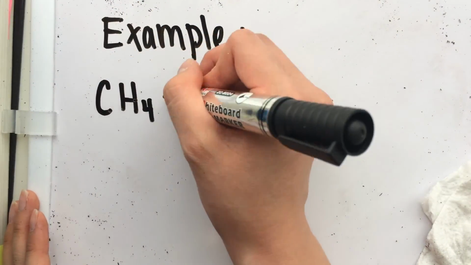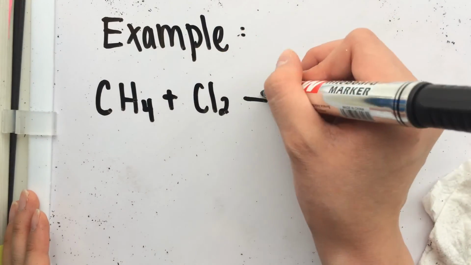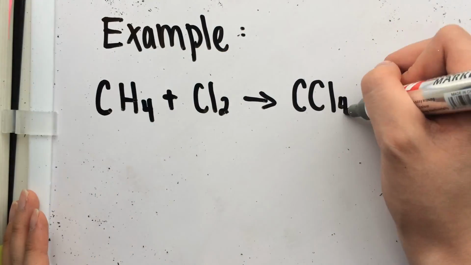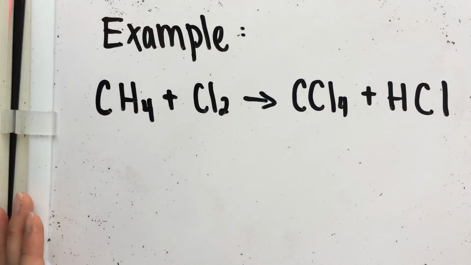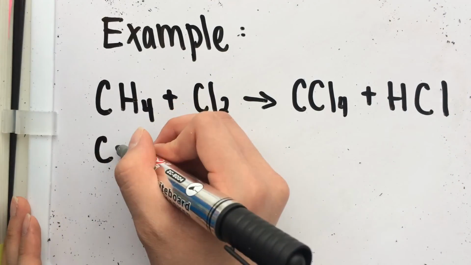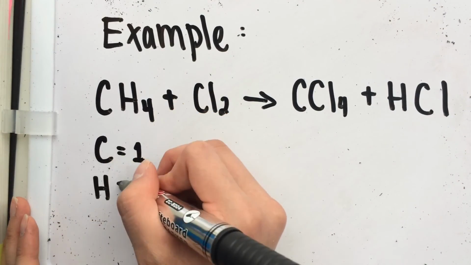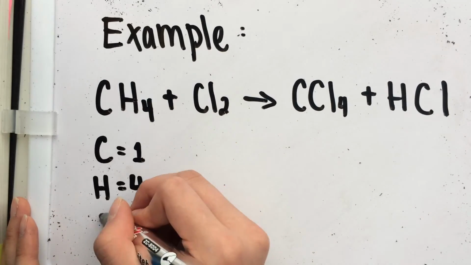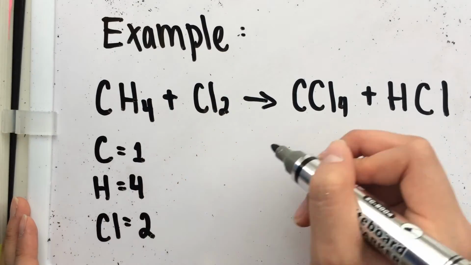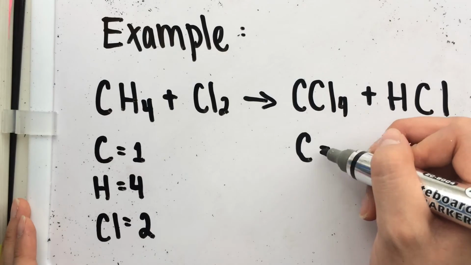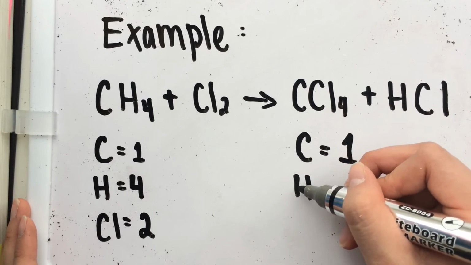Now let's take a look at an example. Before we begin, we may want to take an inventory of how many of each type of atom are on each side of our reaction arrow. On the reactant side, we have 1 carbon atom, 4 hydrogen atoms, and 2 chlorine atoms. On the product side, we have 1 carbon atom, 5 chlorine atoms, and 1 hydrogen atom.